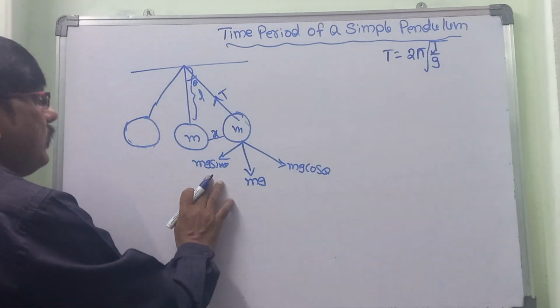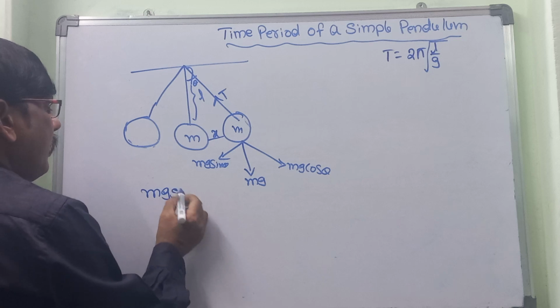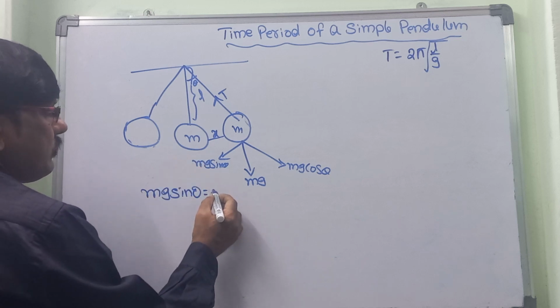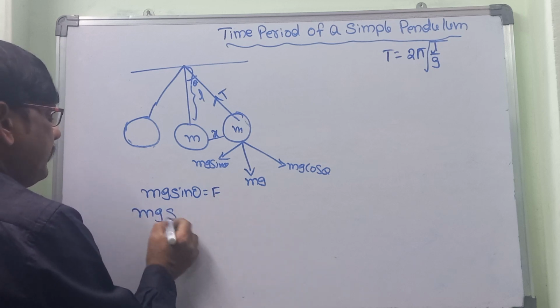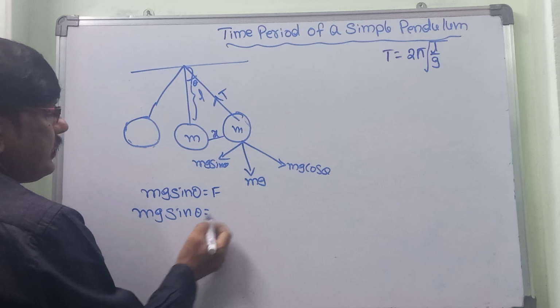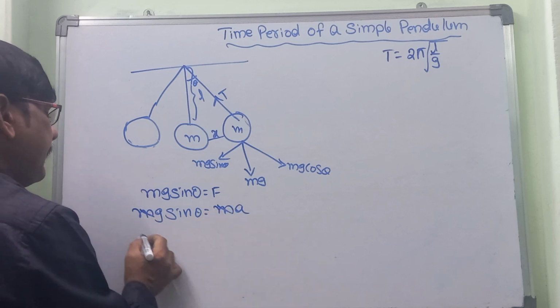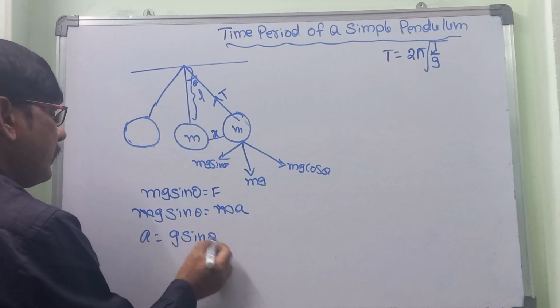So what will we get now? mg sin theta is the force. So F is equal to mg sin theta, and we know that F is equal to ma. Both sides m get cancelled. So a is equal to g sin theta.